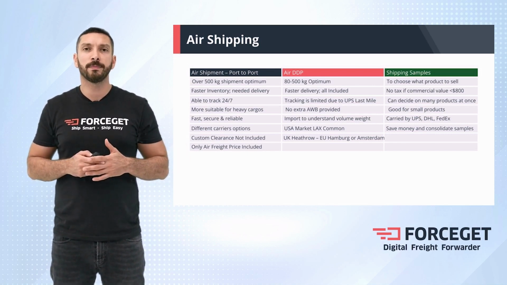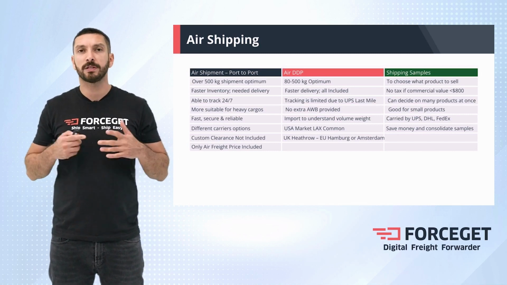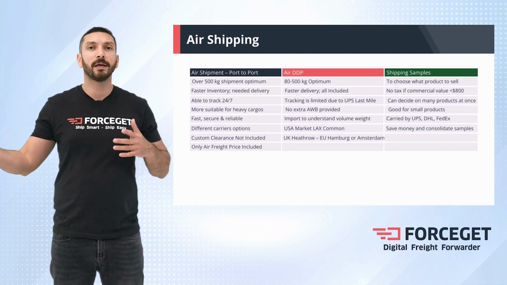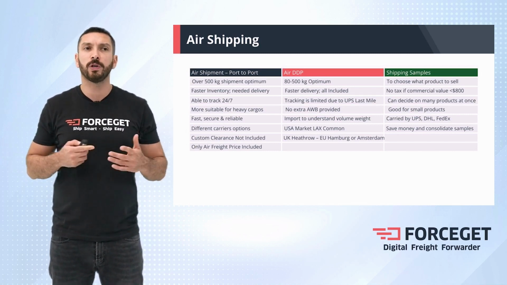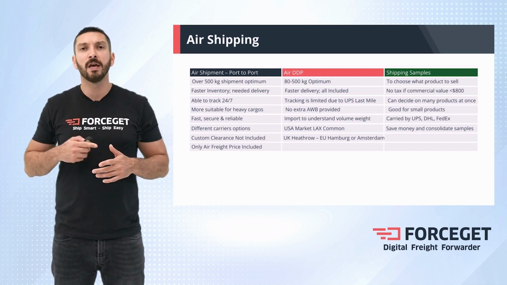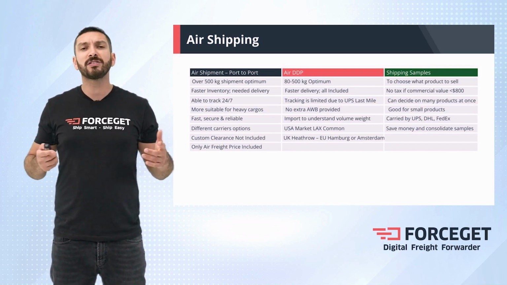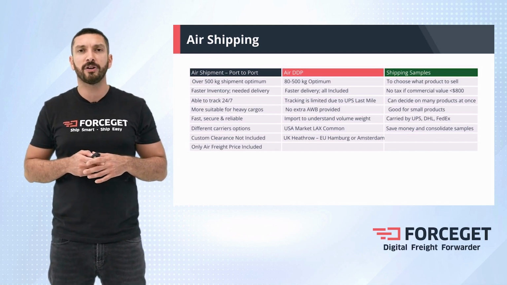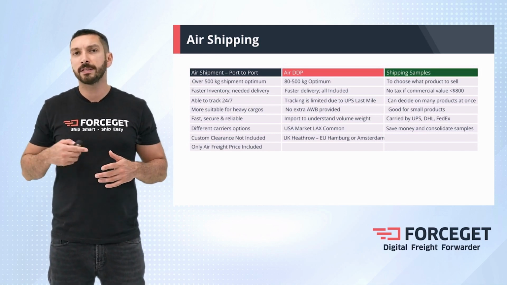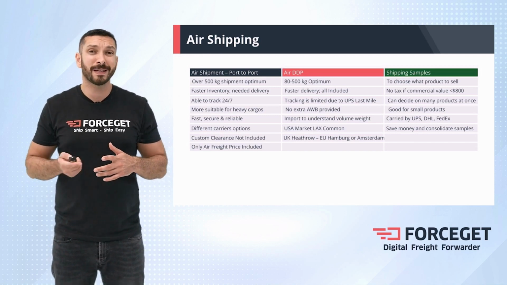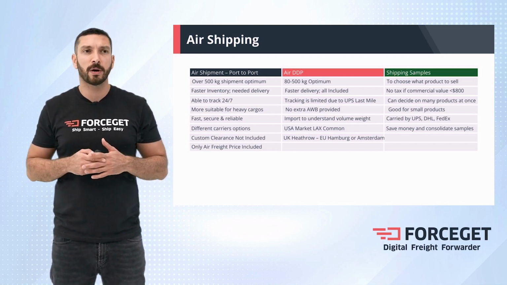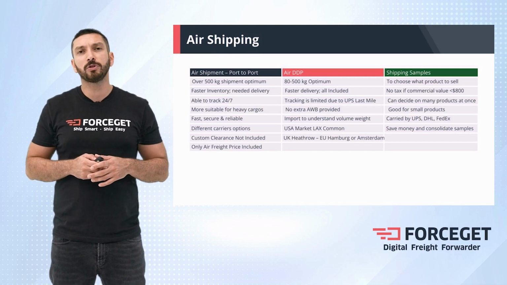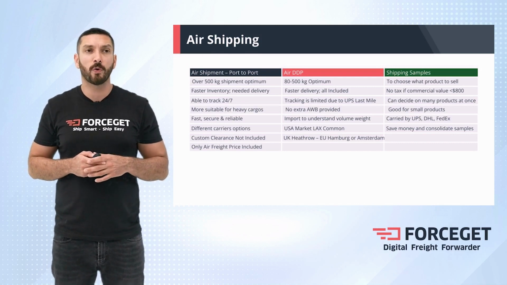If you have a large shipment, you can get a really cheap price between the ports, and the delivery time is quite fast. We can think of about 3 to 5 days of transit time. For situations where inventory is needed faster, air shipment is a great option. Obviously, it is up to 3 to 4 times more expensive than sea shipment per kilogram. You will be able to track the shipment 24 hours, 7 days.